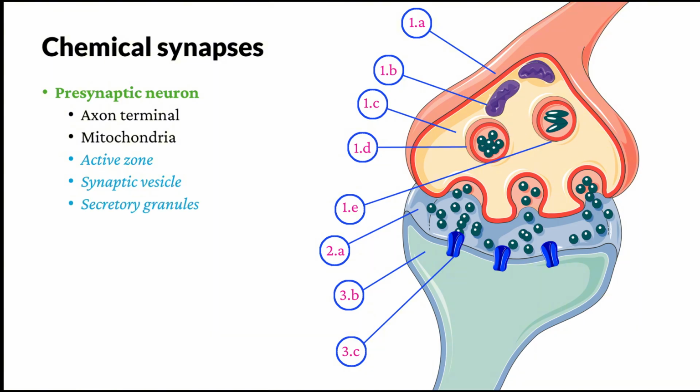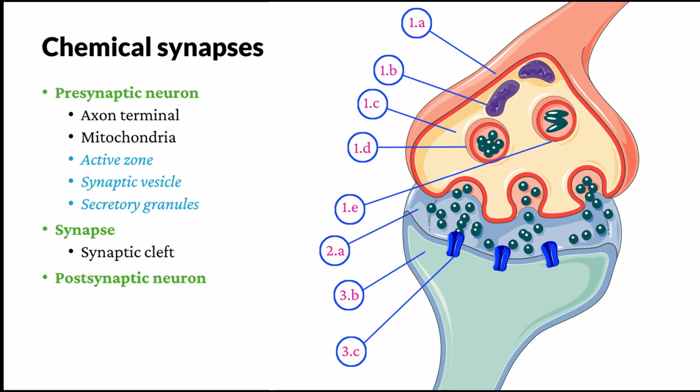We also have secretory granules. These look very, very similar to synaptic vesicles. However, secretory granules usually contain peptides, while synaptic vesicles usually contain small molecules as neurotransmitters. As a result, secretory granules look dark on electron micrographs, while synaptic vesicles are a little bit more light. In the synapse, we have the synaptic cleft, which is about 20 nanometers across.